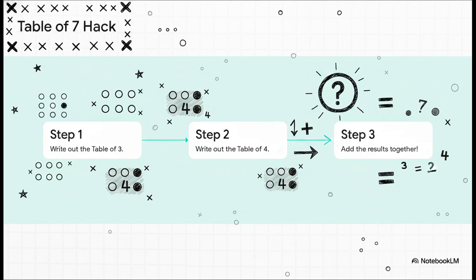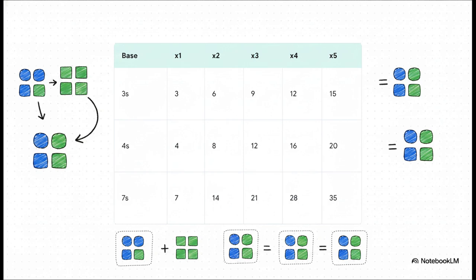Step 2, write out the table of 4. And step 3, simply add those results together. I know it sounds almost too easy to be true, doesn't it? Let's actually look at the numbers to see how this plays out. Look at how brilliantly this exact logic works. Notice how they add right up.